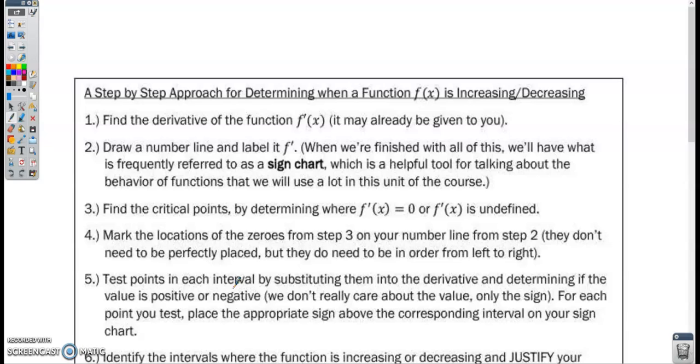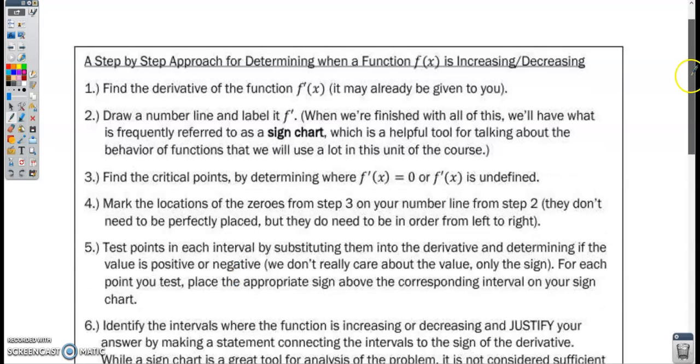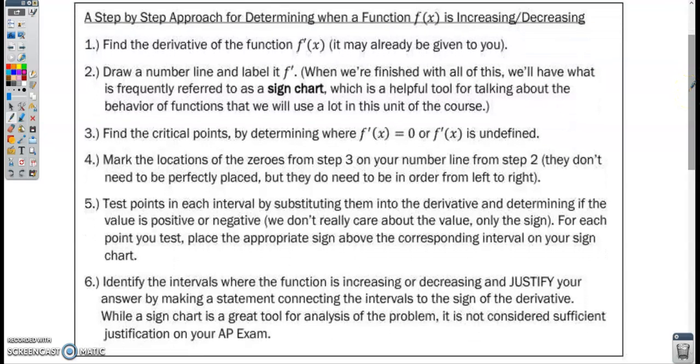And then for each point that we test, we're going to place the appropriate sign above the corresponding interval on our sign chart. And then we are going to identify the intervals where the function is increasing or decreasing and justify our answer by making a statement connecting the intervals to the sign of the derivative. And you'll see this a whole lot more. And notice I mentioned this earlier, while it's a great tool for analysis of a problem, it's not considered sufficient justification on your AP exam. Okay, so let's get down to brass tacks, and we'll work through this step-by-step approach in our first example from this lesson.